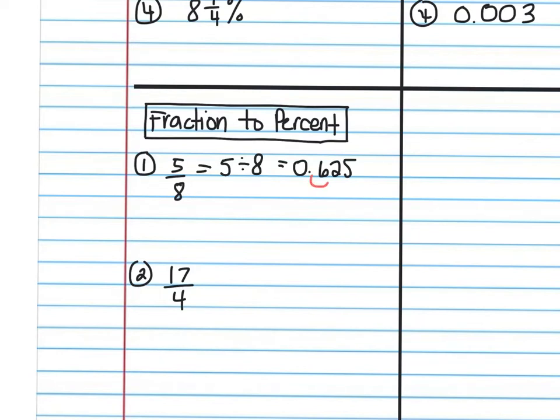So we go 1, 2. Move it twice to the right. And then our percent is going to be 62.5%.